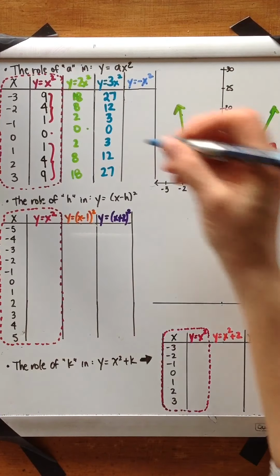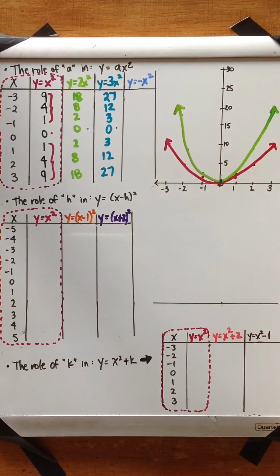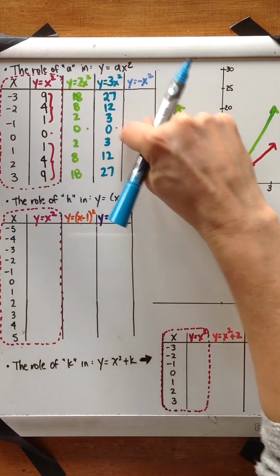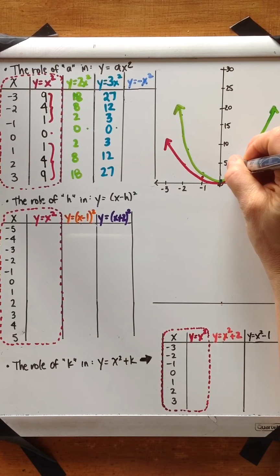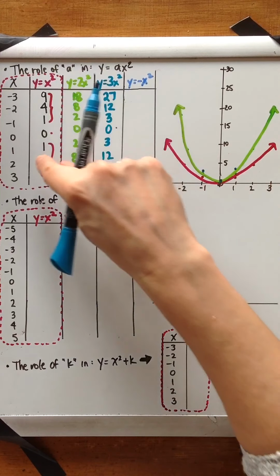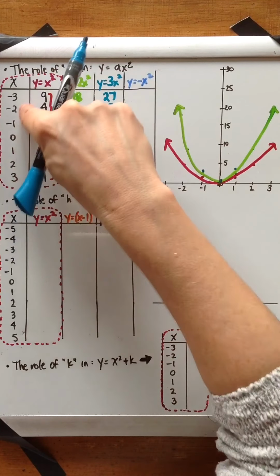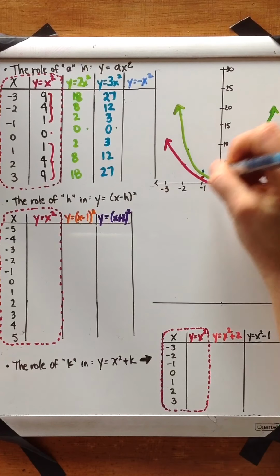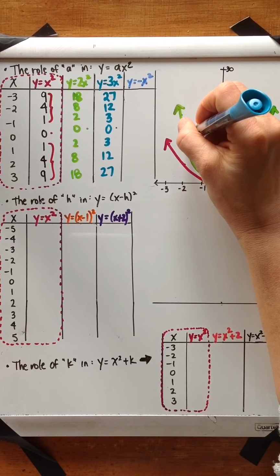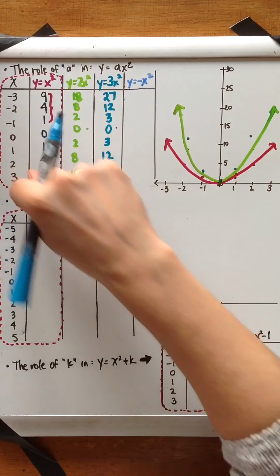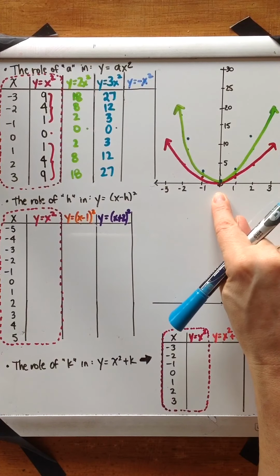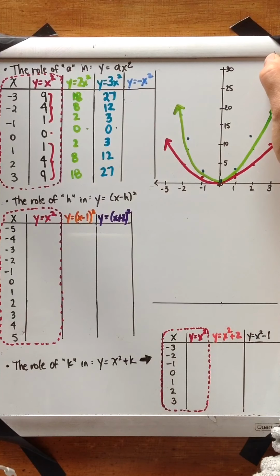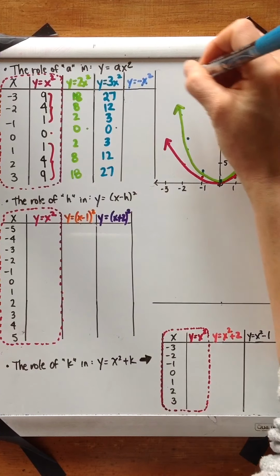So what happens when I graph this one? Well, again, I'm going to start at 0, 0, because that one's easy. And this time, if I go to the right or to the left over 1, I'm going to have to go up 3. And if I go over 2, either to the left or the right, I'm going to have to go up 12. And if I go over 3, both directions from 0 to either plus 3 or minus 3, I'm going to have to go up to a y value of 27. Which is going to be up here somewhere, approximately.